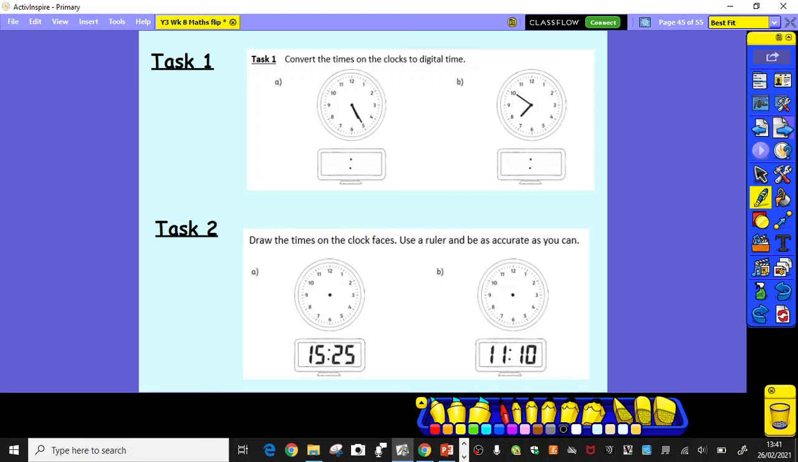Now your task today is very similar to what we've just been doing. So task 1, you need to write the time shown on the analogue clock onto the digital clocks underneath. For task 2, you need to draw the hands onto the analogue clock using the time that's shown on the digital clock underneath that.